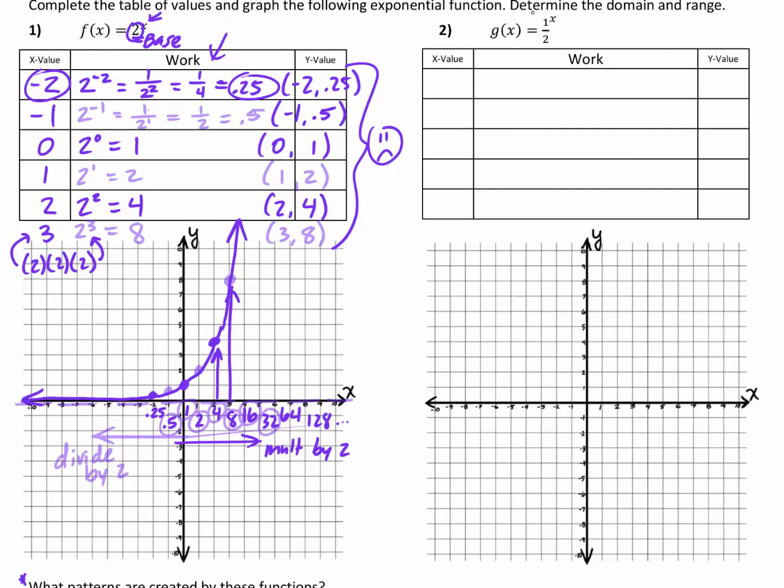So what if we go ahead and we look at the second problem? g of x here is 1/2 to the x. As I said earlier, this is going to be a decay graph because multiplying things by 1/2 is going to make it smaller and smaller as we go. And so testing out some x values, we could test out the same set, -2, -1, 0, 1, 2.